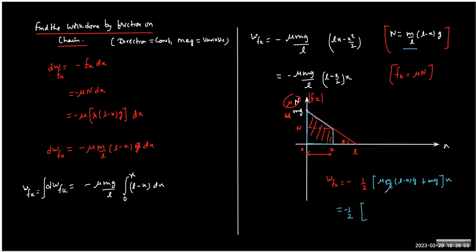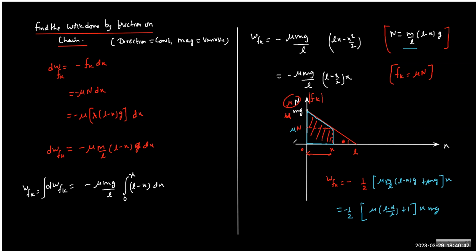So you can see that you may take mu mg common. So what you are left with is mu mg, which is common. So (L minus x) by L plus 1, right? I think mu will come everywhere. This is also here, actually.